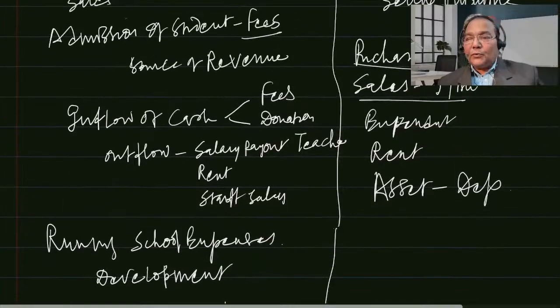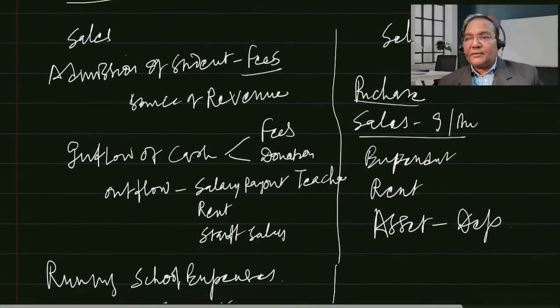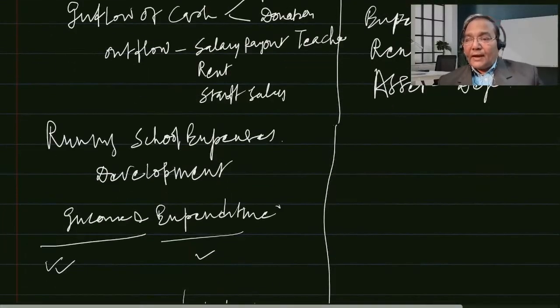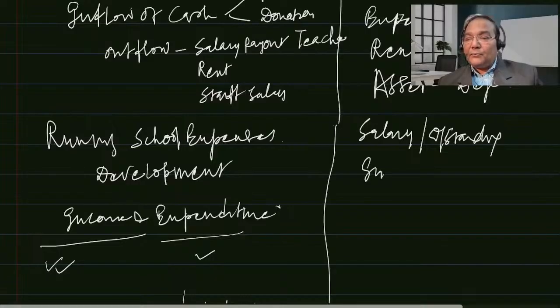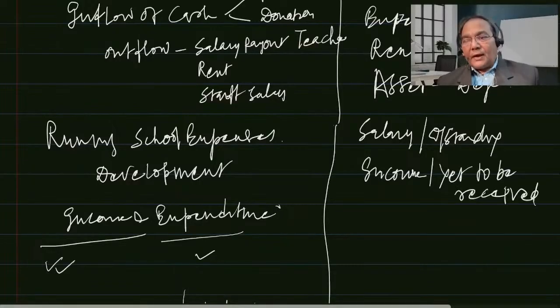So it is not only cash transactions that are happening. There may be some salary which is outstanding, yet to be paid. Outstanding means yet to be paid. There may be income or revenue which is yet to be received. This may be the situation. So in this scenario, the business setup of the furniture shop, their objective is to earn profit.